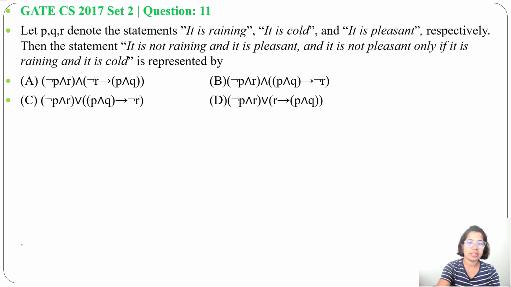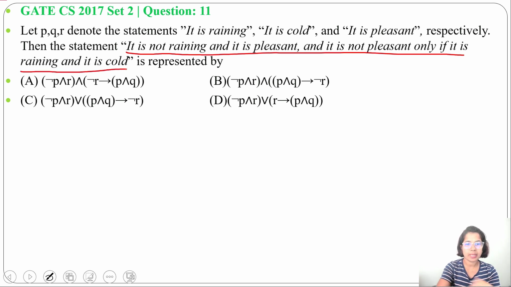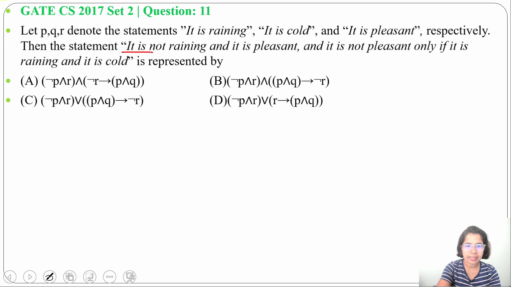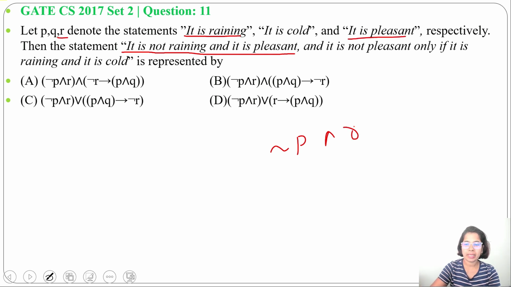We need to write a logical expression for this statement. This is a lengthy statement, so first we'll divide it. We'll find the logical expression for each small part, then we'll combine them. So first I'll do this one: it is not raining and it is pleasant. It is raining is P, it is not raining will be negation P, and it is pleasant is R. So negation P and R is for it is not raining and it is pleasant.